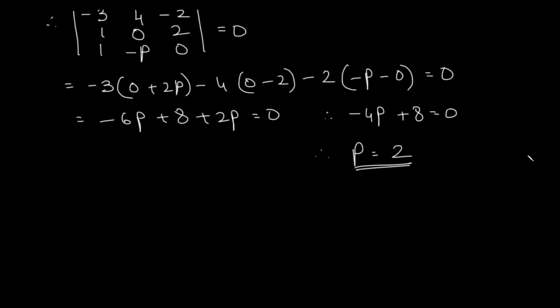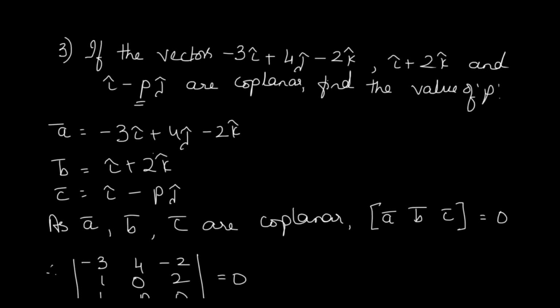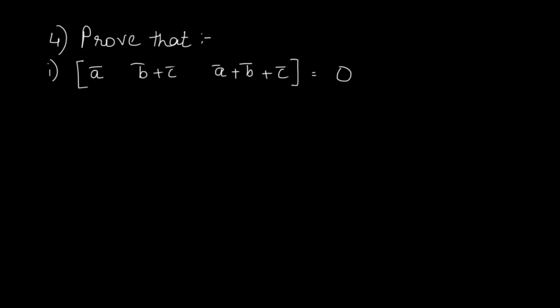Okay, now we go on to the next sum. It is the fourth question. In the case of the fourth question, we have to prove these facts actually. We have to prove that box A, B plus C, A plus B plus C is equal to 0.